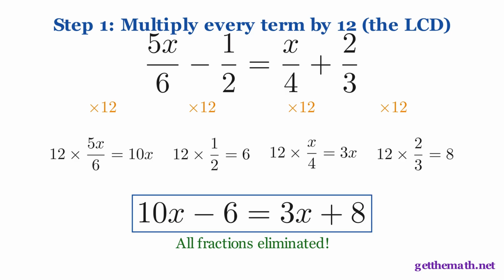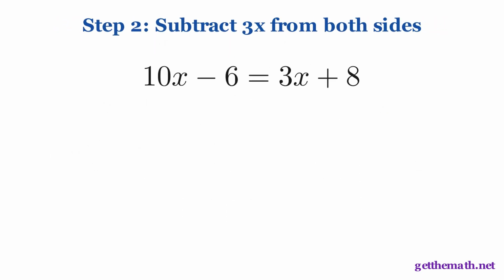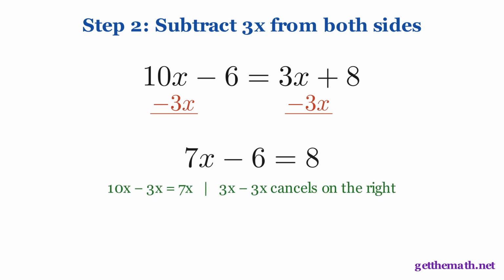After multiplying through by 12, our equation is now 10x minus 6 equals 3x plus 8. No more fractions. Step 2. Subtract 3x from both sides to collect the x terms on the left. 10x minus 3x is 7x. 3x minus 3x cancels on the right. Now we have 7x minus 6 equals 8.